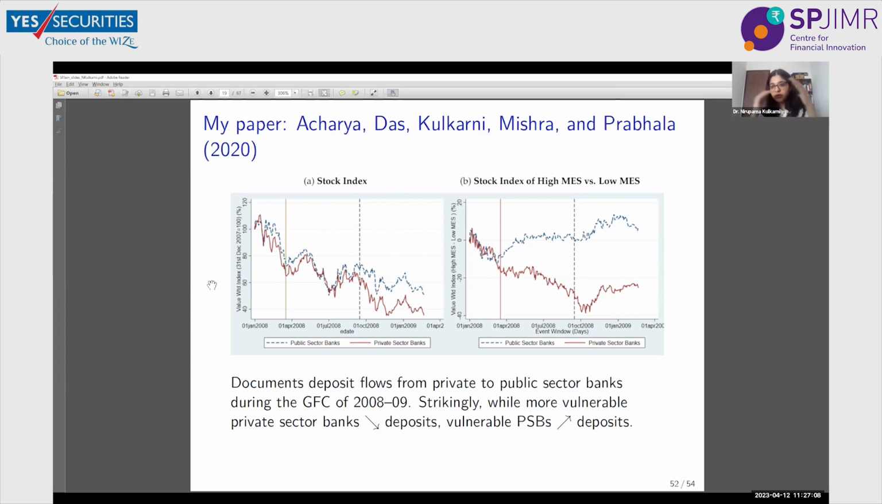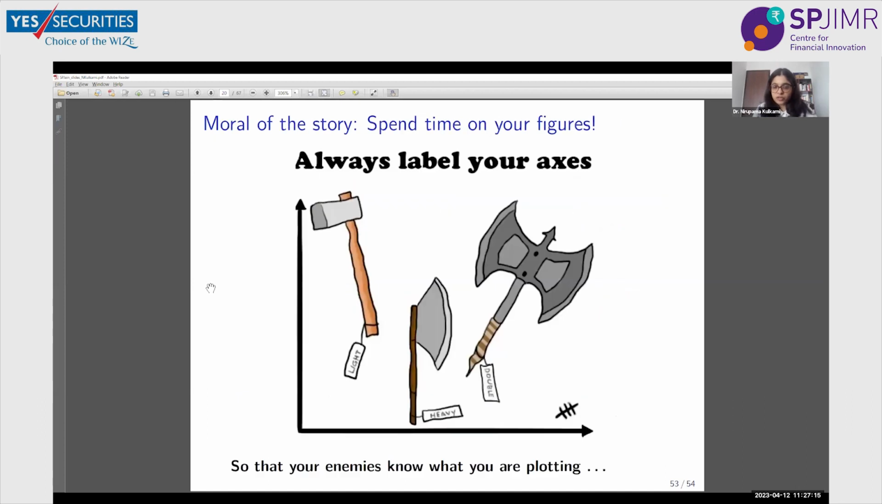And it's pretty striking when you look at it in the aggregate, especially when you look at the pre-trend and find that there's not much happening there. So the moral of the story is, even in academic research, I think we need to spend a lot of time on our figures. And this is a nice slide from, I think, PhD Comics, which says: always label your axis so that your enemies know what you're plotting.